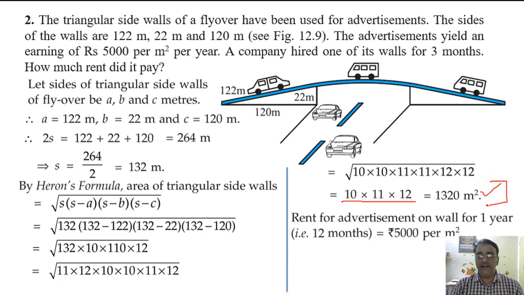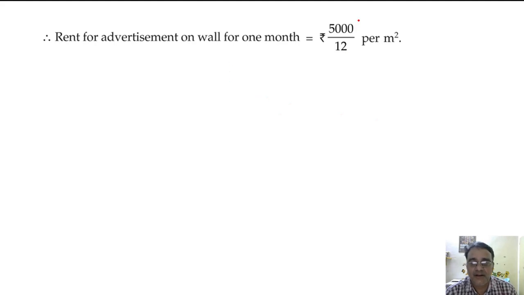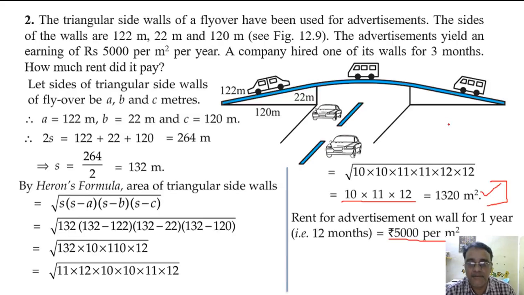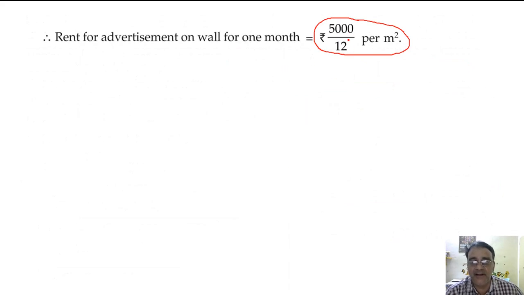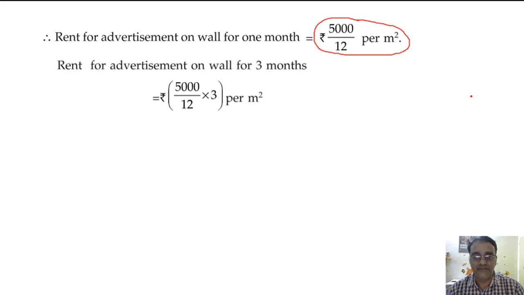No, sir. Okay. So the rent for advertisement on the wall for 1 year is given as rupees 5,000 per meter square. So the total rent will be this into this. Okay. But the advertisement used by the company is for only 3 months. So for 1 month, the rate will be 5,000 upon 12. And for 3 months, we have to multiply it by 3, right, into 3. So how much are we getting?